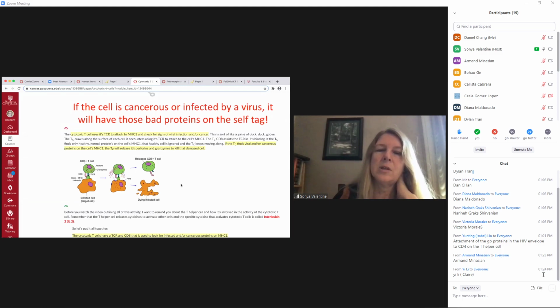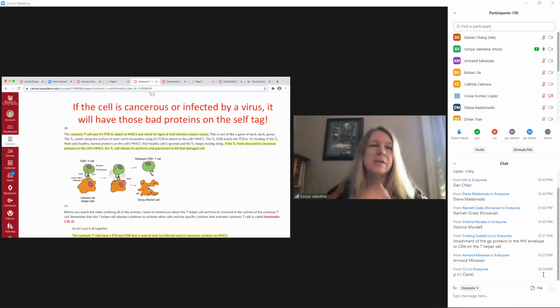That's what the cytotoxic T does. In the module, it also talks about a related cell called the natural killer cell. You don't have to know those as much. They're sort of in between. They're not so specific as the cytotoxic T, but they are able also to identify when a cell is infected. It's just not as specific.